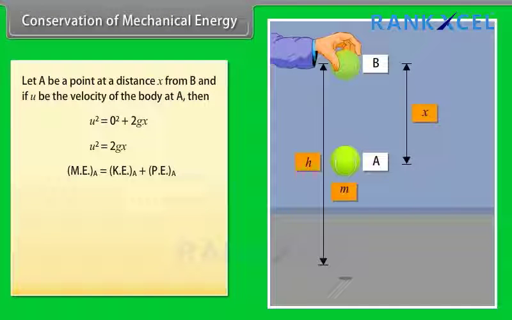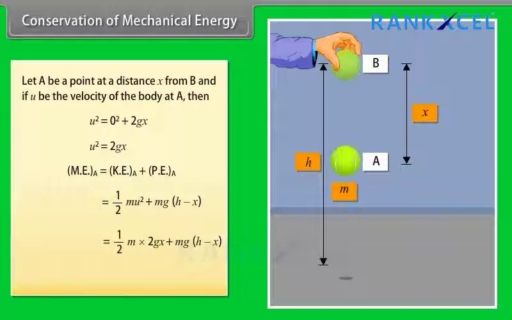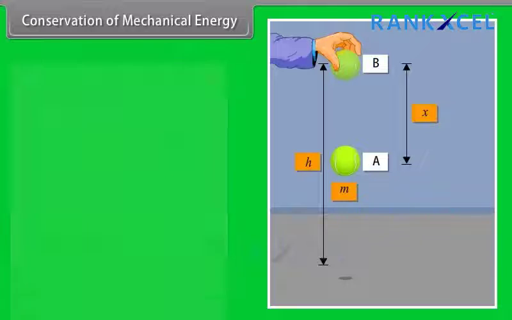Mechanical energy of the body at A is equal to kinetic energy of the body at A plus potential energy of the body at A. By calculating it, we get the mechanical energy of the body at A is mgh.